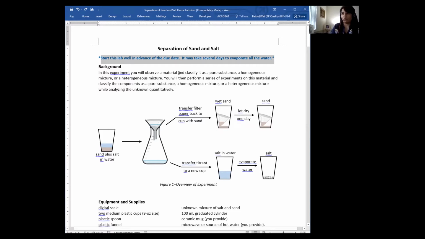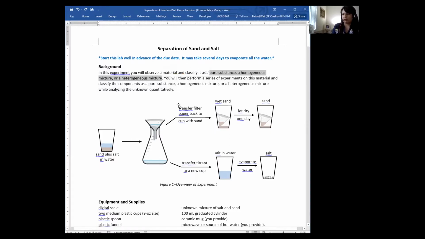You will be classifying the material as a pure substance, homogeneous mixture, or heterogeneous mixture. Definitions for pure substance, homogeneous mixture, and heterogeneous mixture you will learn during lecture. So after learning that, you can go ahead and start conducting this lab.